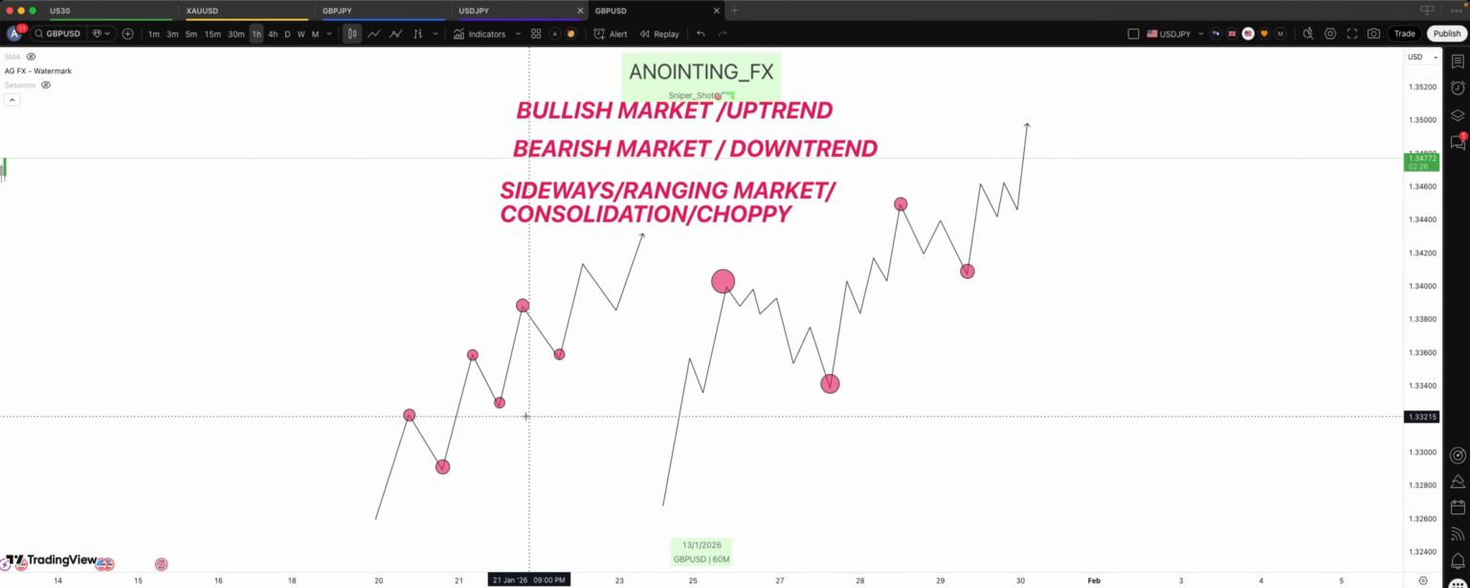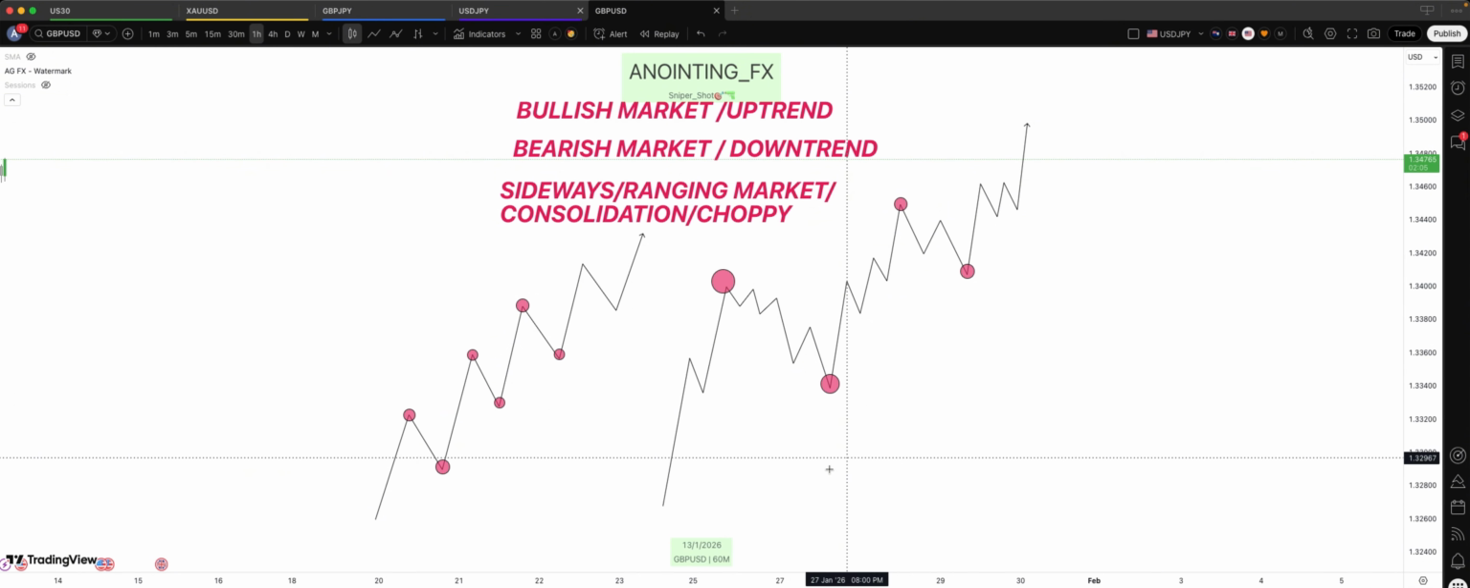And how do we trade when the market is bullish like this? When the market is bullish, you only look for either the lows or highs to buy from. We only buy, we don't sell. As a beginner, when the market is bullish, you don't sell. You only look for buying opportunities.